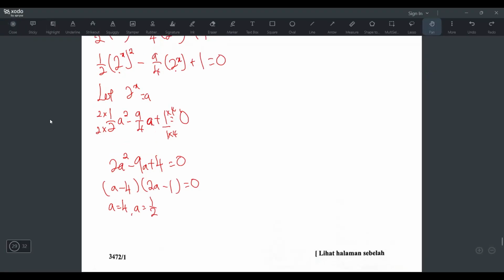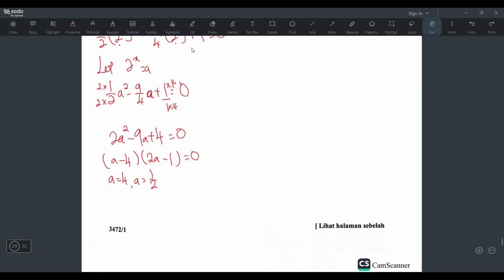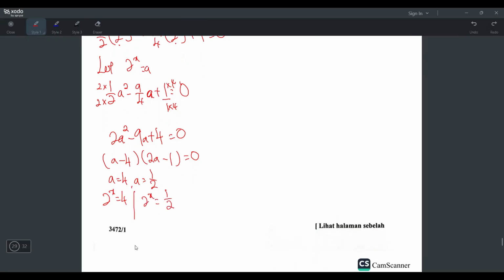Okay, now you got your A already, but we are trying to find X, and don't forget just now I temporarily changed the 2 power X to A, right? So now you already have your A. Your A has to change back: 2 power x equals 4, 2 power x equals 1 over 2. And now you solve for x.